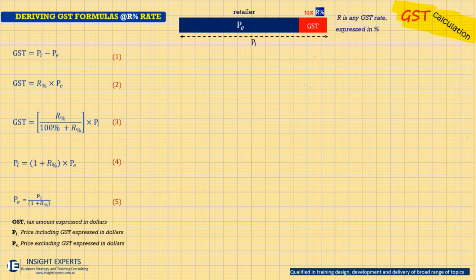Now, here is a list of the GST formulas applicable for any GST rate. Let's go through each, and remember that R is any GST rate and is expressed in percentages. Starting with formula number 1, it is exactly the same, irrespective of the GST rate, whether it's 10%, 20%, or any other rate. GST formula number 1 is still valid.